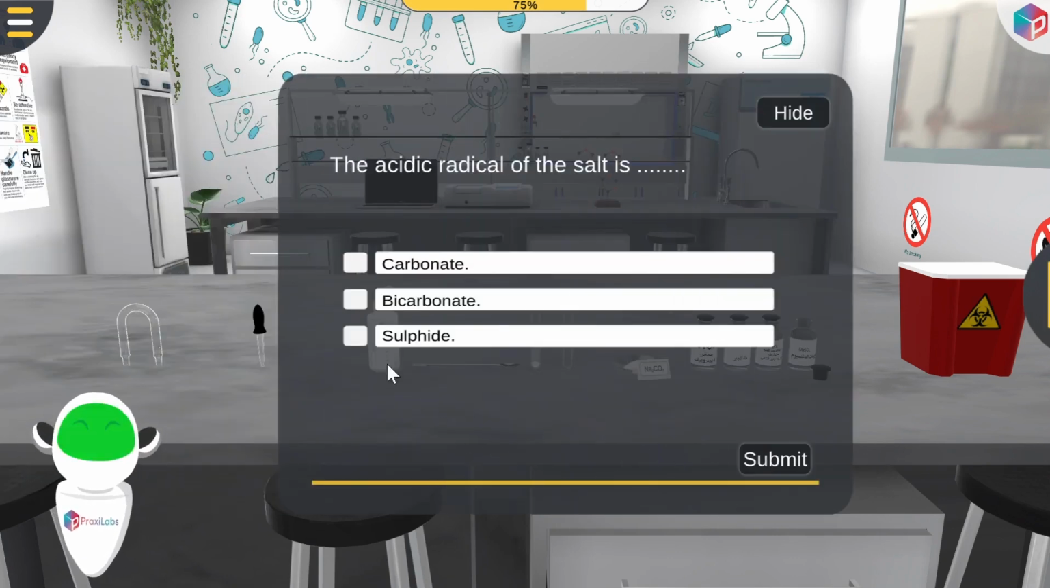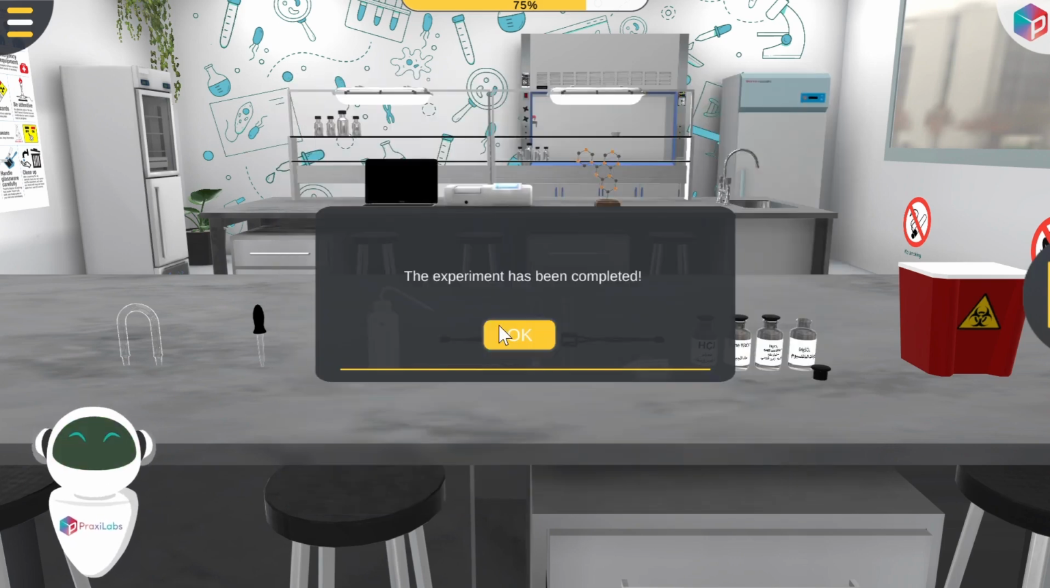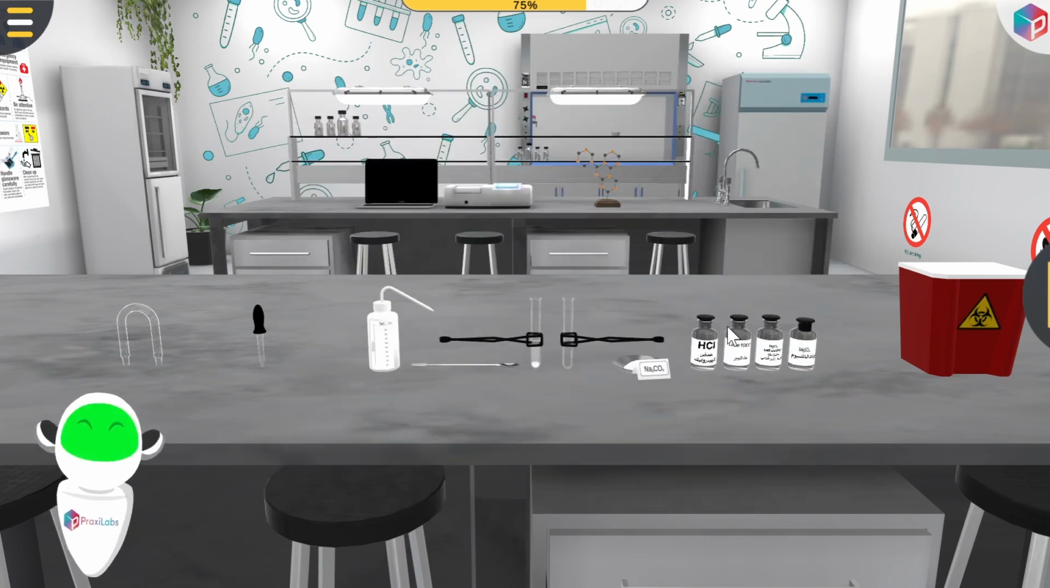Final result: the acidic radical of the salt is confirmed to be carbonate. Congratulations! The experiment has been completed.